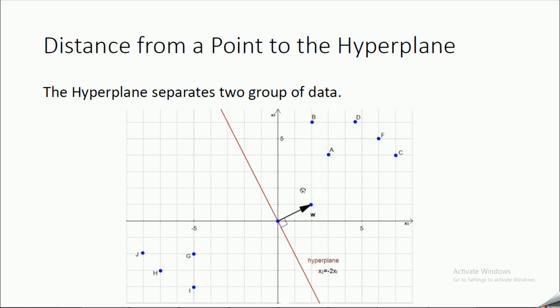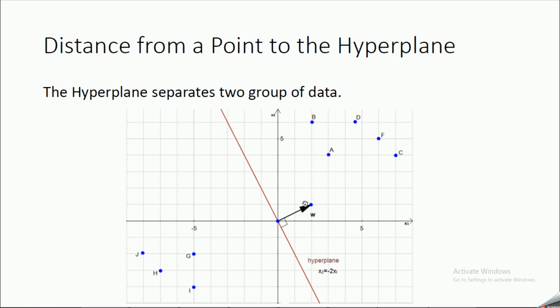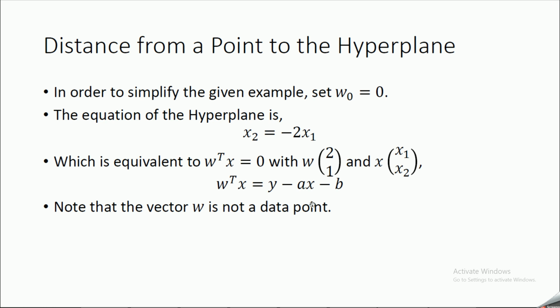Now if you can see over here, this w, what is the value? It is basically on your x axis its value is 2 and on the y axis its value is 1. So this value is 2 comma 1. So we have taken the transpose which is (2, 1) and x is (x1, x2). So w transpose x is equal to y - ax - b. Note that the vector w is not a data point.